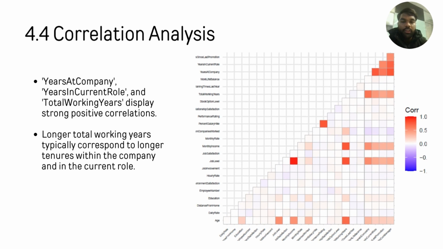Notably, years at company, years in current role, and total working years exhibit robust positive correlations, which is also noticeable in the graph. This suggests that longer total working years generally align with extended tenures within both the company and the current role.